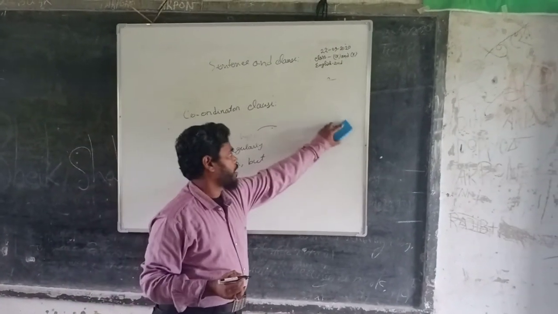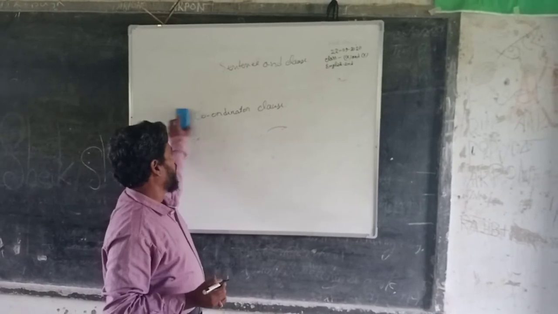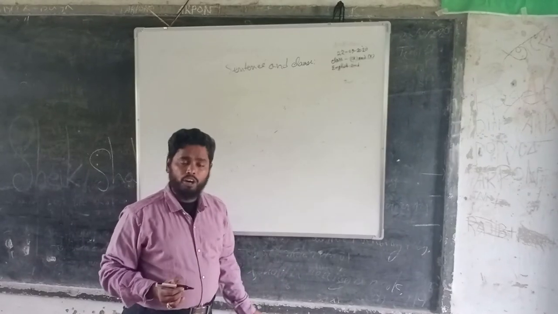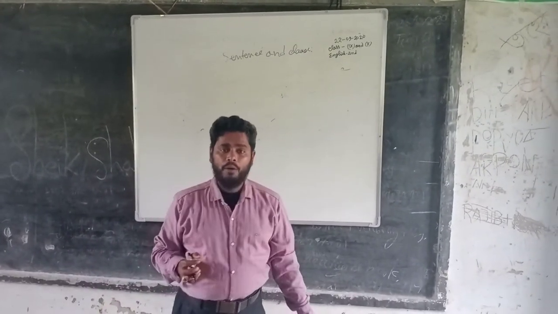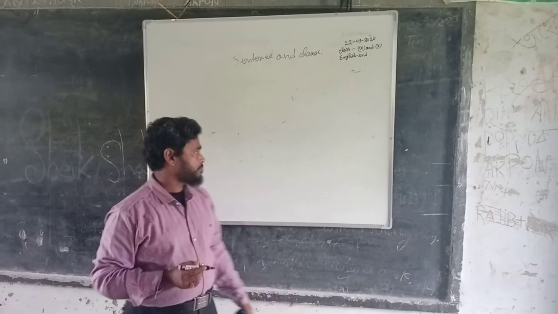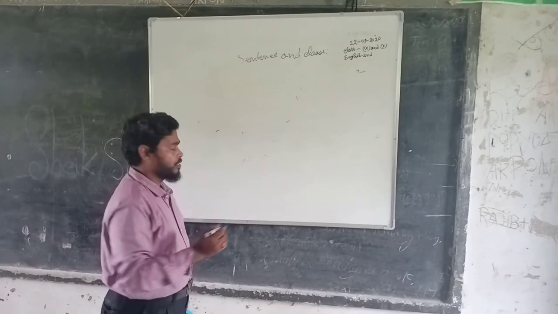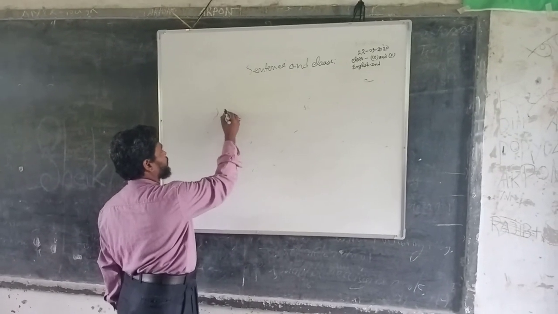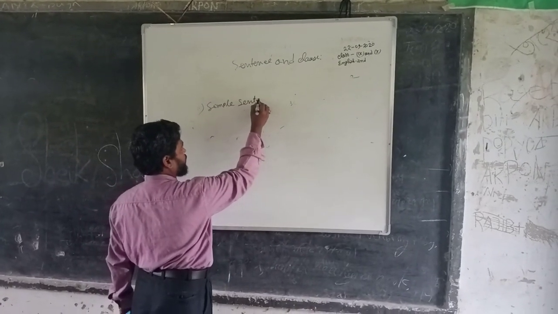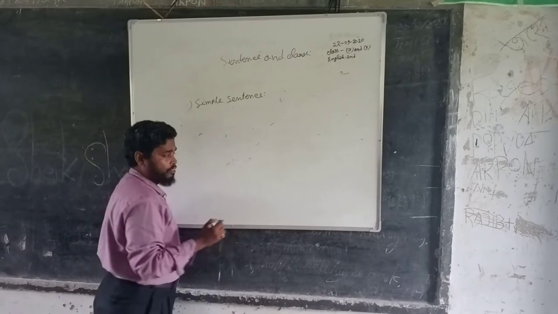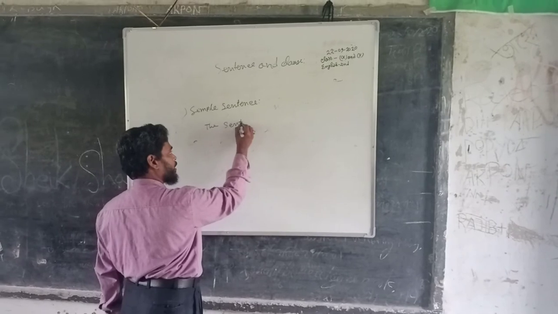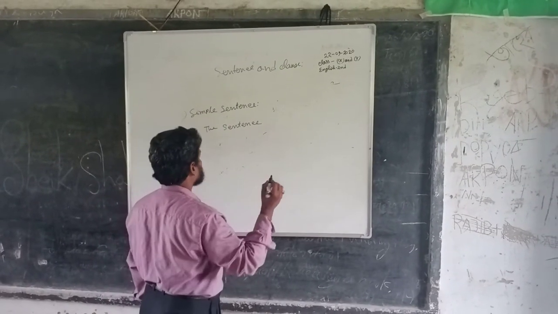So my viewers, we have understood what clauses are and how many kinds of clauses there are. Now I am going to begin the discussion about the structure of sentences. There are three kinds of sentence structure. One is the simple sentence. What is a simple sentence?